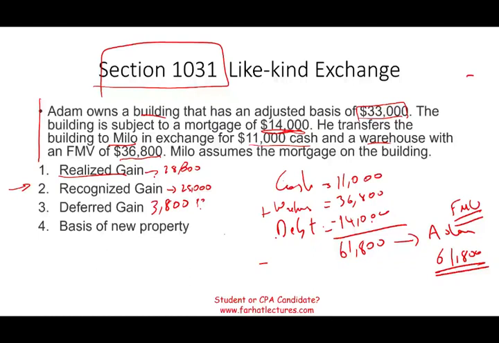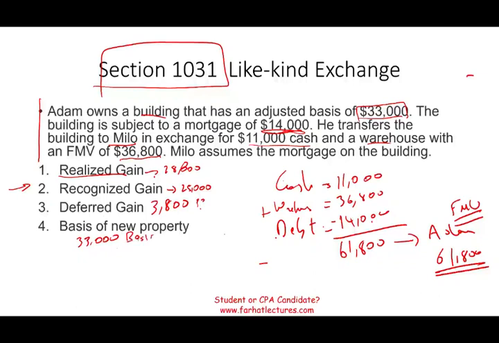For example, I'm going to do the basis using both methods just for this example, but make sure you know both methods. This way you are comfortable. I can say my basis is my old basis. My old basis is 33,000. I booked a gain of 25,000. Remember, plus the recognized gain. So this is my basis.